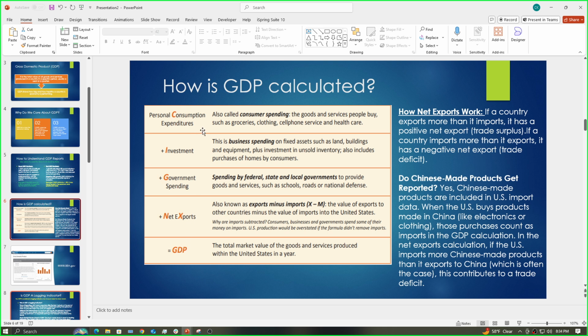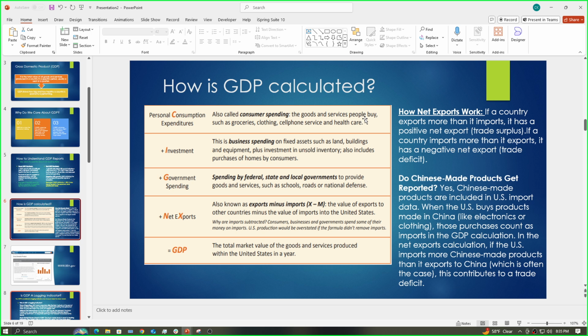All right. Now consumer spending, you guys hear that a lot. Don't get that confused with consumer sentiment, the economic data that gets released called consumer sentiment. Consumer spending is the goods and services people buy, such as groceries, clothes, cell phones, cell phone services, or just in general services like getting your taxes done, healthcare, and haircuts. You ladies on here that get your hair done, that all falls in consumer spending.